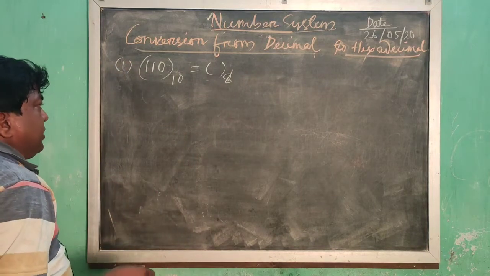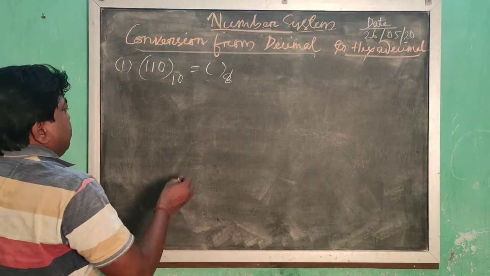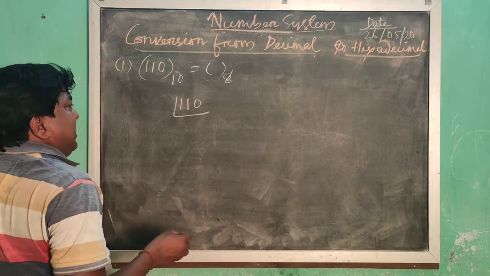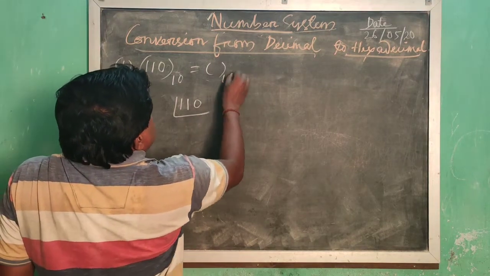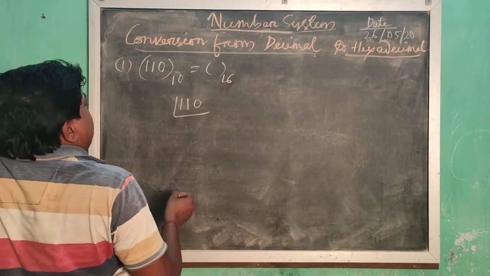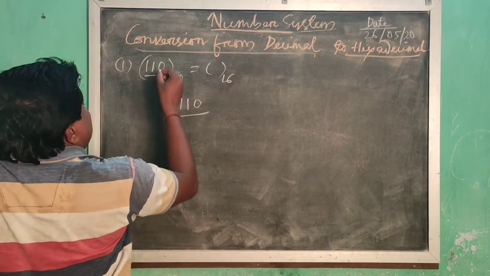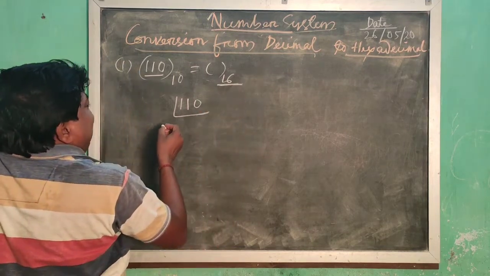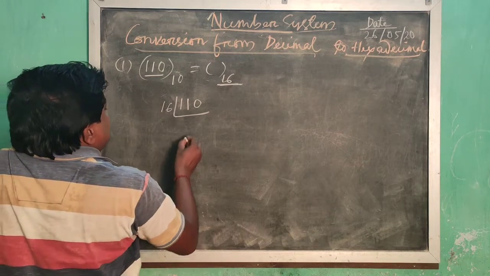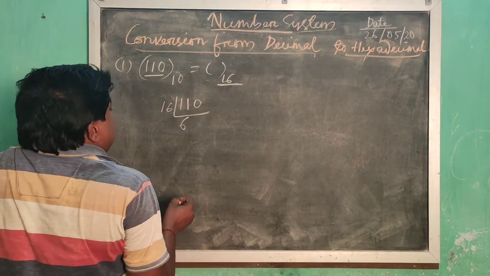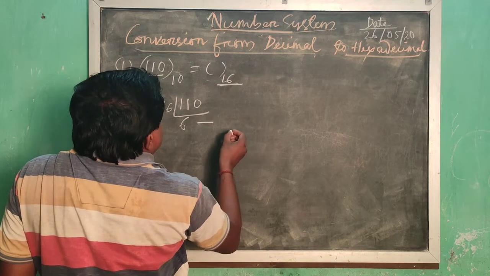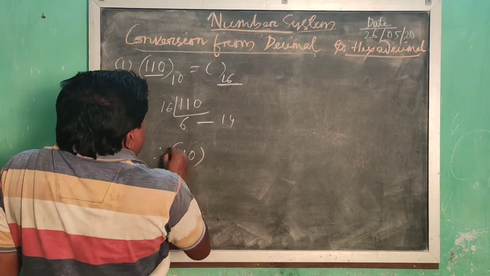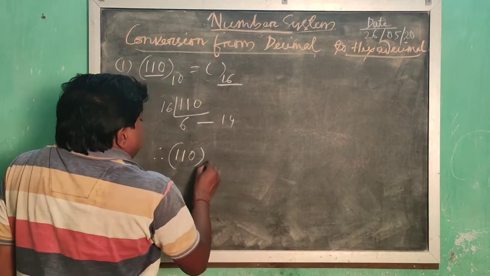Here also you do a similar thing, means you will divide 110 by the base of hexadecimal, which is 16. 16 sixes are 96. The remainder will be 14. Then your answer will be 110, base 10, equals 6 and the remainder 14.